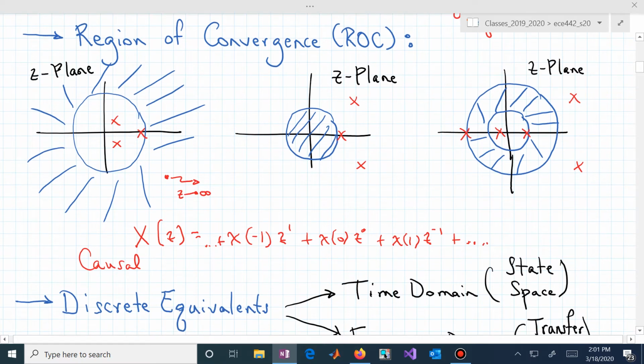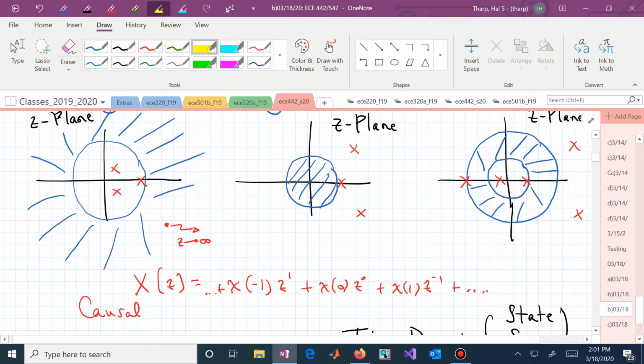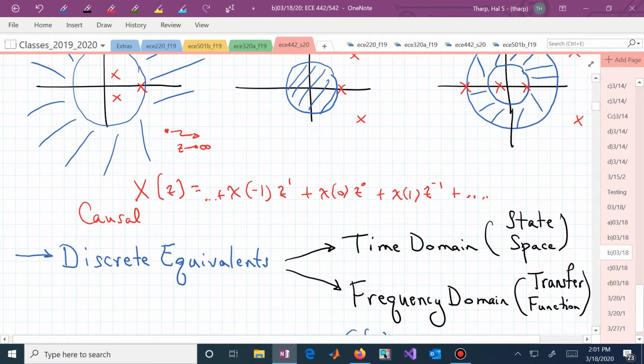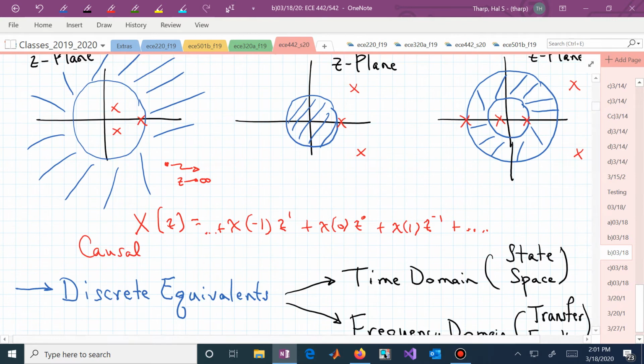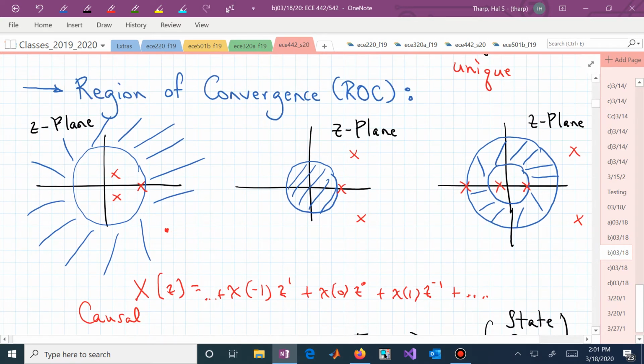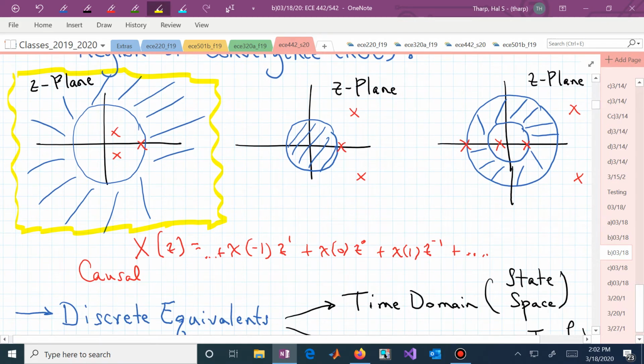And if, in fact, we did something a little different, and we said, what if we don't allow that to go off to infinity, but now we bound that region of convergence and don't let it stretch to infinity, then we could pick up a finite number of these terms in our series. Then we would actually have a right-sided sequence.